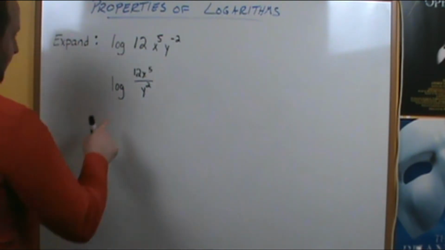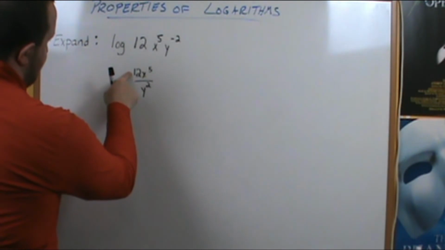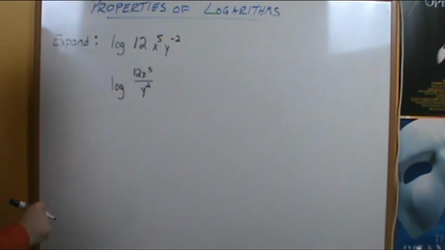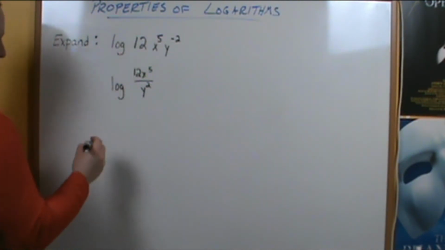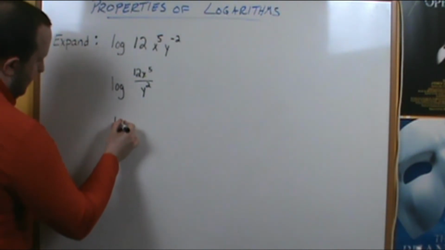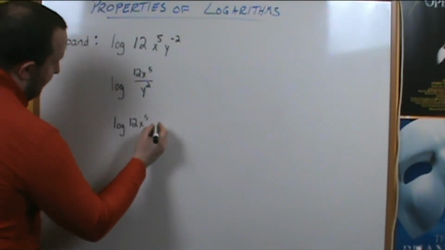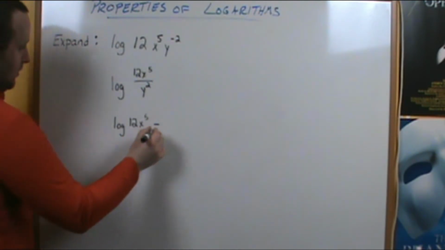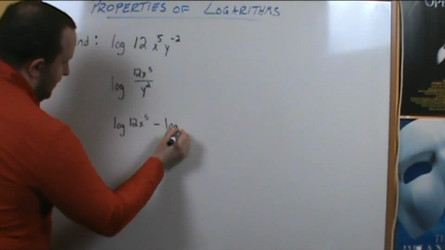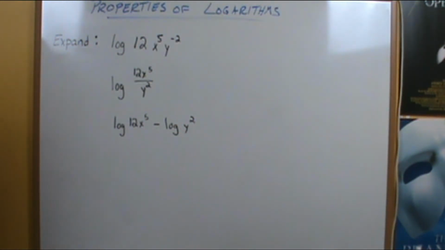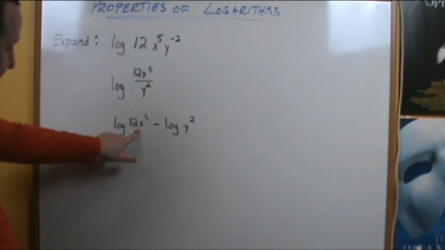Now we have a quotient here: 12x to the fifth divided by y squared. Logarithm of 12x to the fifth divided by y squared. We're going to use the quotient property and take the common logarithm of 12x to the fifth minus the common logarithm of y squared. That's the quotient property.